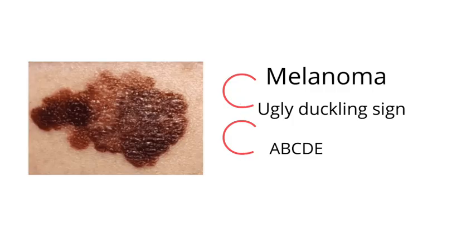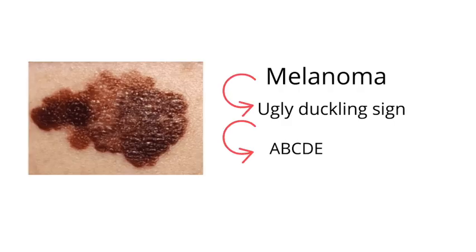Other features that are suggestive of a melanoma can be remembered with A, B, C, D, E: asymmetry, border irregularities, color variation, diameter greater than 6 millimeters, and evolution in shape, size, or color. So if a lesion has any one of these, then we have to do an excisional biopsy.